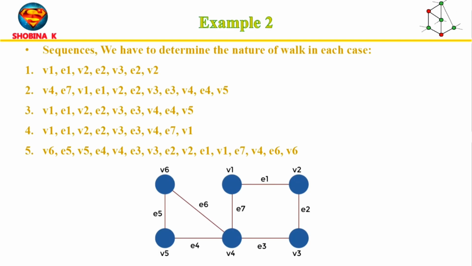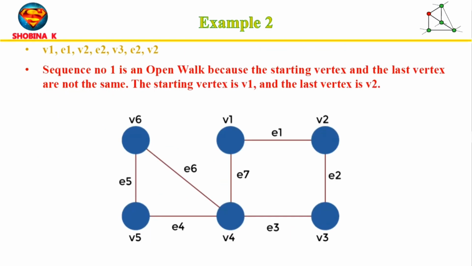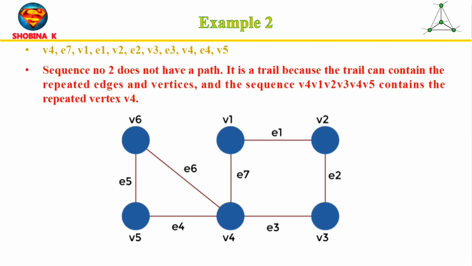And E1, E2, E3, E4, E5, E6, E7 are the edges. First, sequence number 1 is an open walk because the starting vertex and the last vertex are not the same. The starting vertex is V1 and the last vertex is V2. Sequence number 2 is not a path. It is a trail because a trail can contain repeated vertices, and the sequence V4, V1, V2, V3, V4, V5 contains the repeated vertex V4.